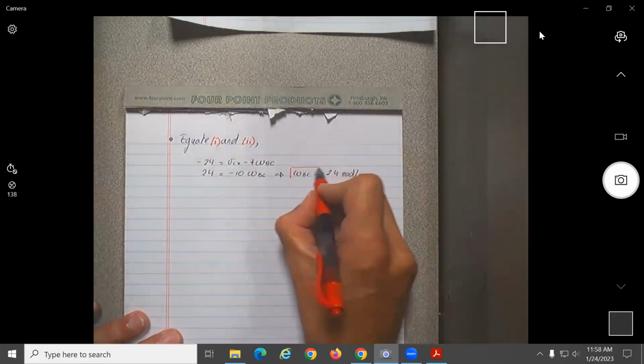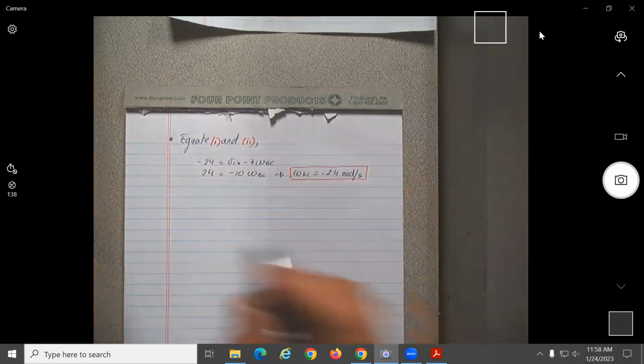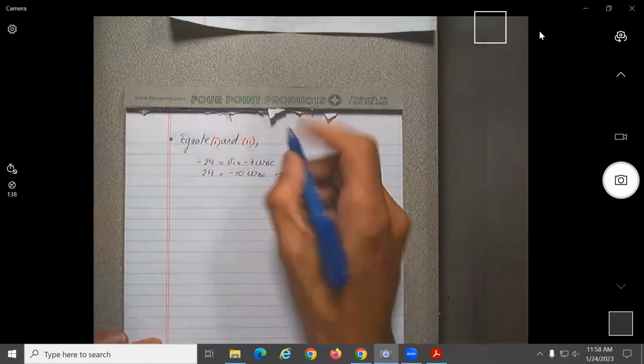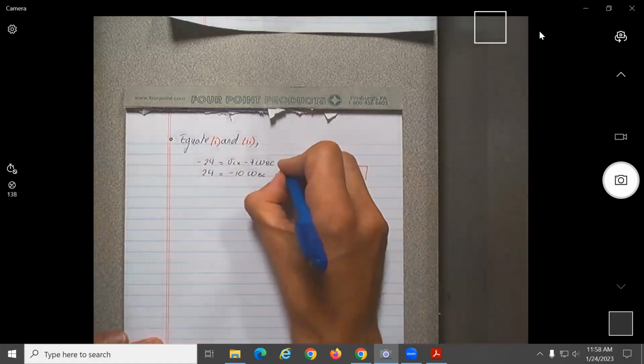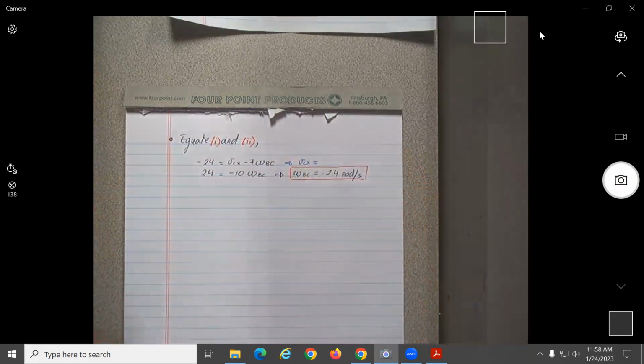Here we don't need it, but if you want, you can calculate the velocity of C, of the slider. It's not needed, but if you want, let's do it since we're doing it. And then from here, you could solve VCX to be equal to what, even though it's not required.